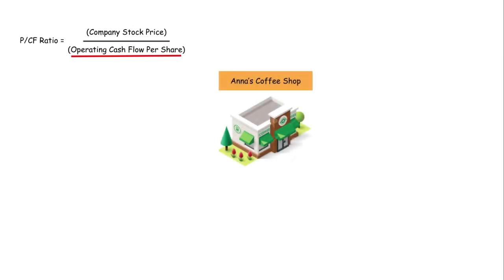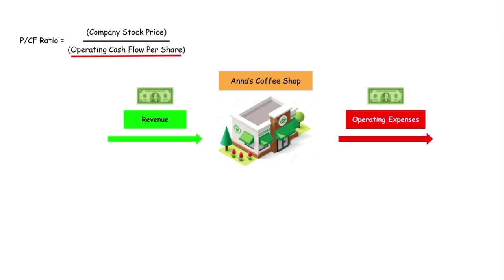Let's look at the price-to-cash flow ratio equation in more depth, especially the denominator, the operating cash flow per share. To help us understand it, we will use a hypothetical coffee shop, Anne's Coffee Shop. Anne's Coffee Shop takes in revenue from selling coffee, and has her normal business operating expenses. To calculate the operating cash flow, we must subtract the operating expenses from the revenue her shop generated.